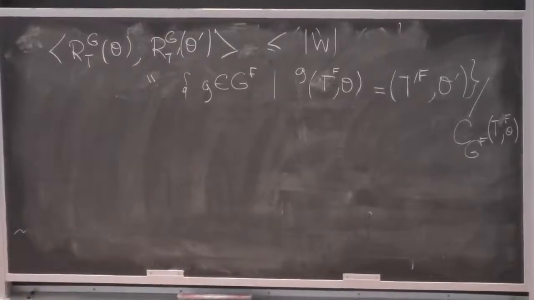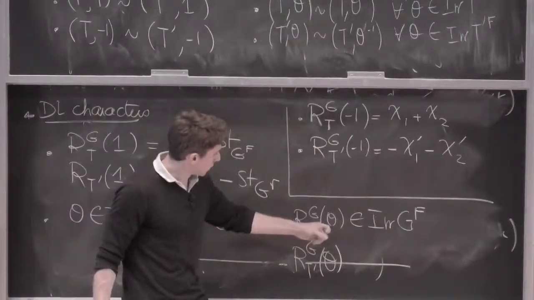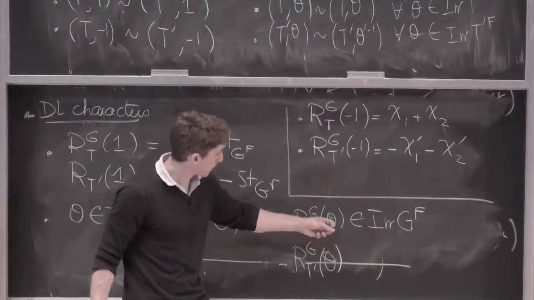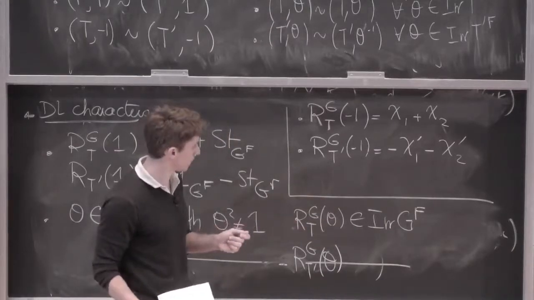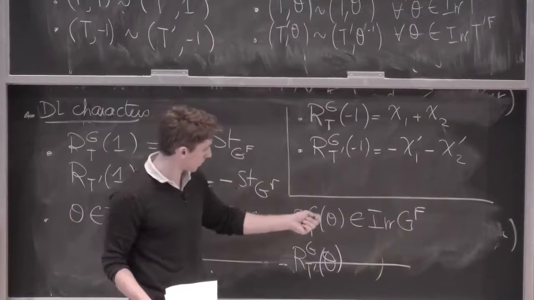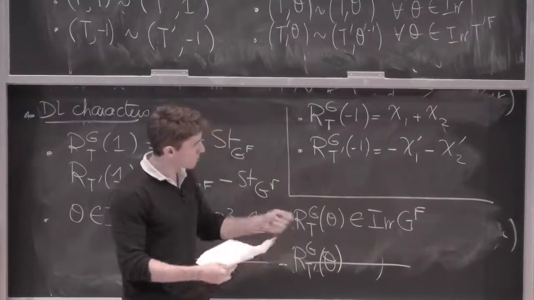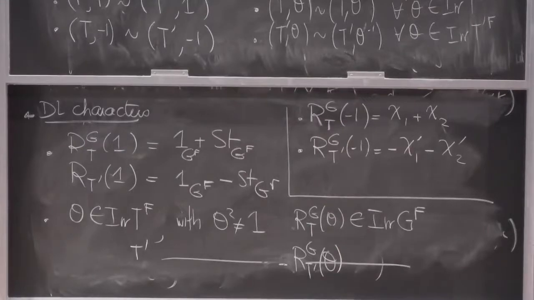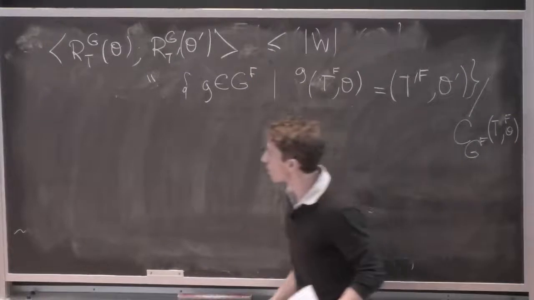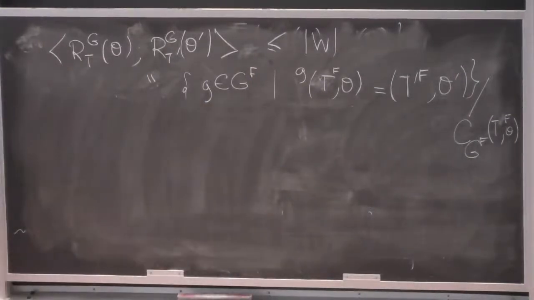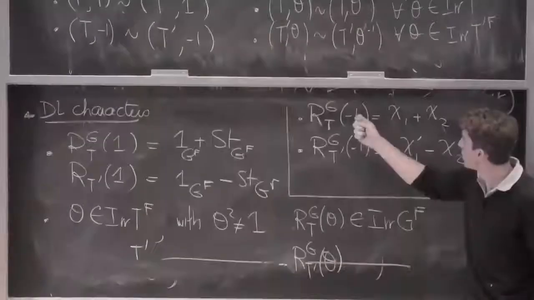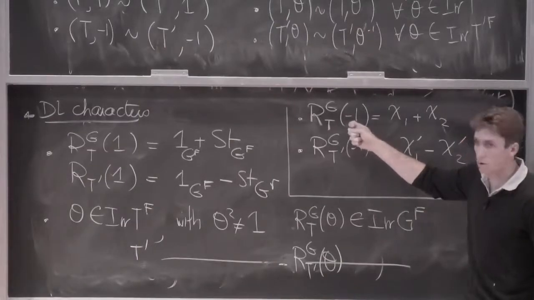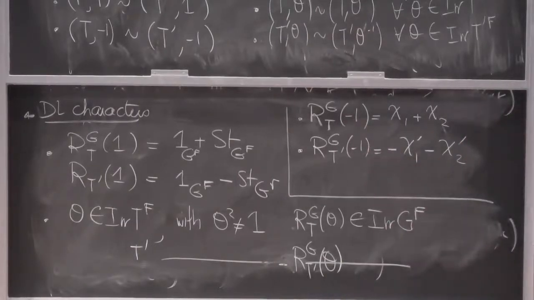And the thing is, when you do this computation for these characters R_T^G of theta, since here theta and theta inverse are different, and the non-trivial element of the Weil group sends theta to theta inverse, that will really tell you that the centralizer is smaller, and you'll get a scalar product 1 in that case. Whereas here, because this one is actually stable under the action of the Weil group, you get a multiplicity 2 when you compute the scalar product. So you have two irreducible characters.